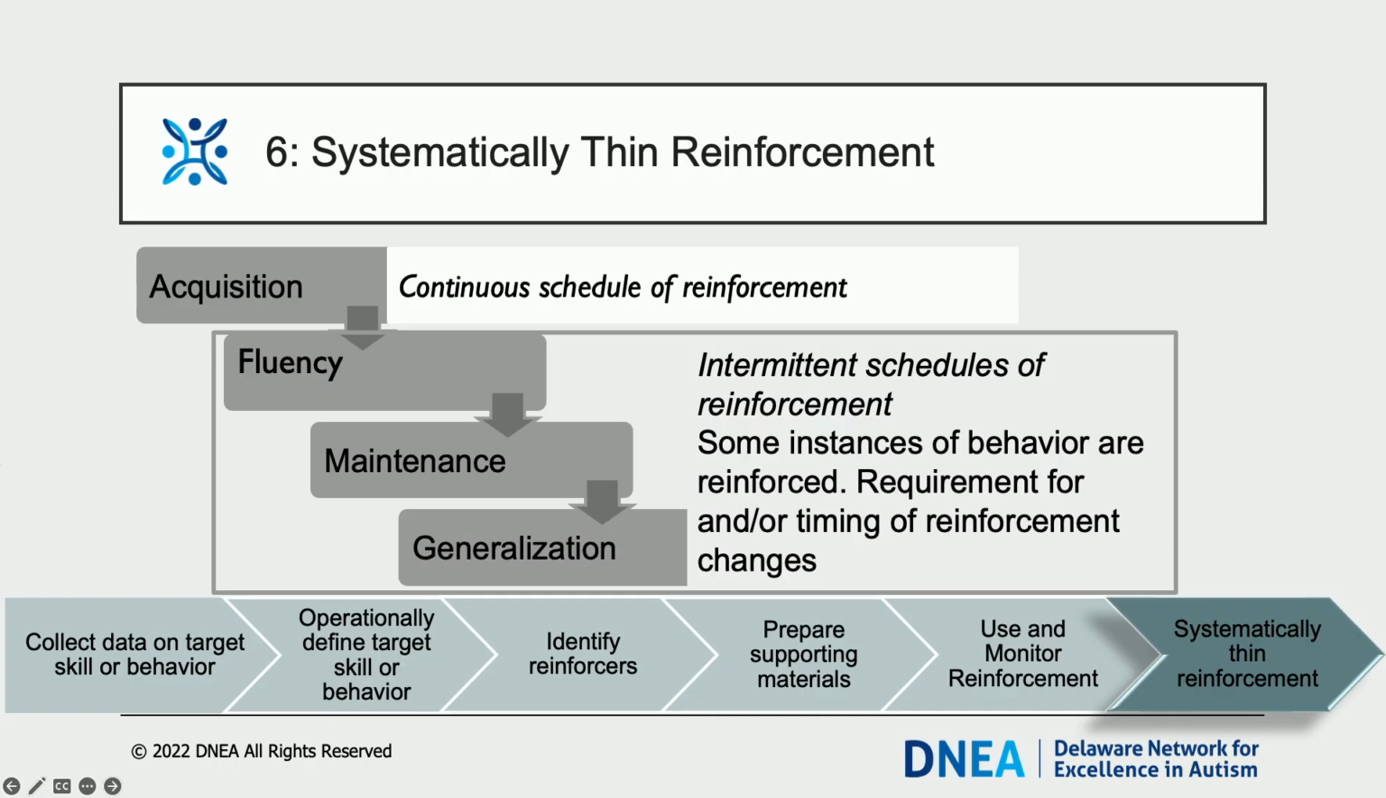Again, the timing of reinforcement or requirement for reinforcement may change. To explain, you may increase the demand prior to accessing the reinforcement. Also, you may change the schedules of reinforcement to intermittent, which means that rather than reinforcing each instance of behavior, you only reinforce some. An important point to make: for both increasing requirements and changing schedules of reinforcement, the thinning must be gradual and systematic. We caution against trying to move too quickly.